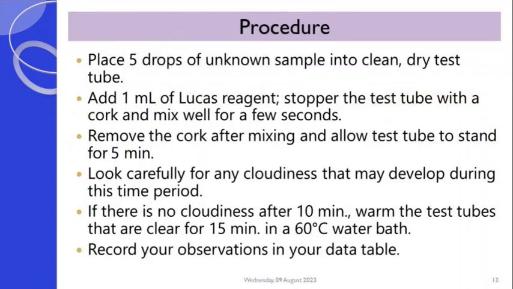In undergoing this test, what you need to do is to get your test tube that is dry and devoid of any contamination. Then you put your sample in the test tube in liquid form. You add about 5 drops of your sample. You then measure 1 ml of your Lucas reagent, that is the zinc chloride in concentrated HCl.